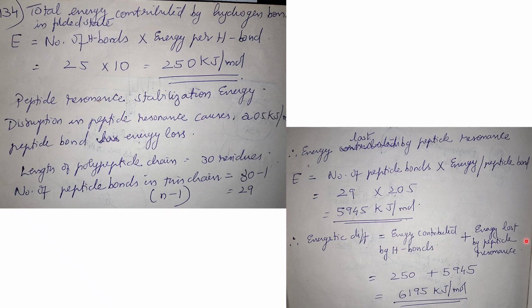Now these values, the energy contributed by hydrogen bonds and that lost by peptide bonds, are added because they both are stabilizing energies. That is, they stabilize the folded state of the protein, and these energies are lost upon unfolding. So you calculate the net difference between the folded and unfolded state by adding up these energies.